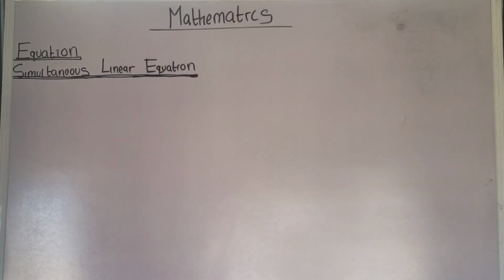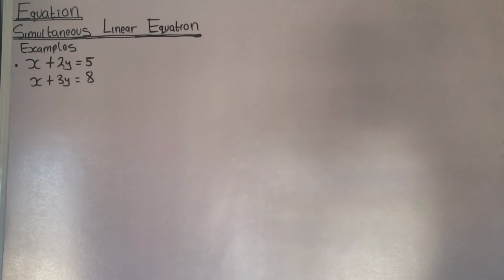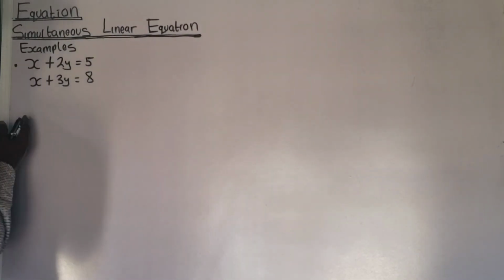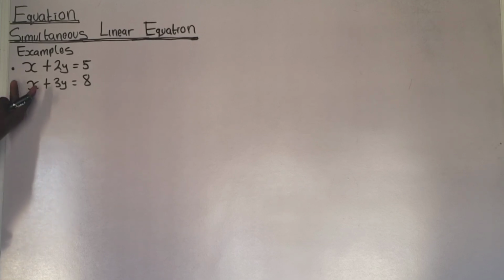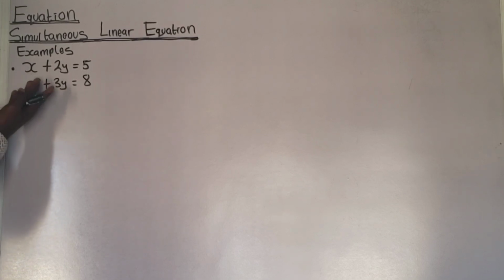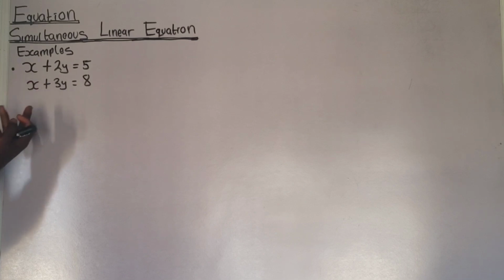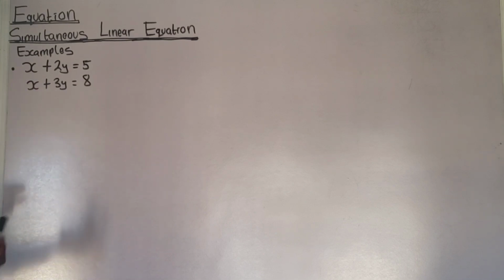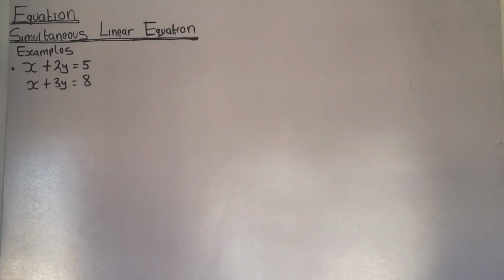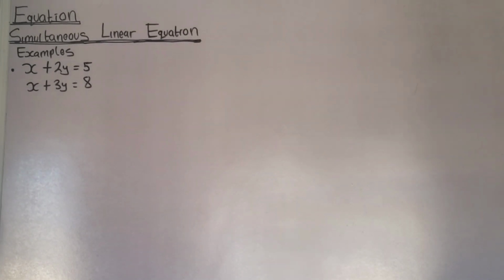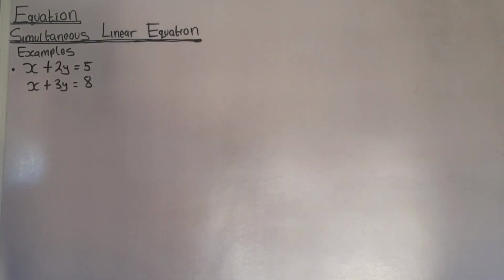Now we are going to start with the elimination method. Please, I want you to pay attention. Here we have example 1. You are asked to solve for the value of x and y. You can see that we have two unknowns. This consists of a pair of equations with two unknowns. That is why we call it simultaneous linear equation. Linear equation in the sense that the highest power of the unknown is 1.